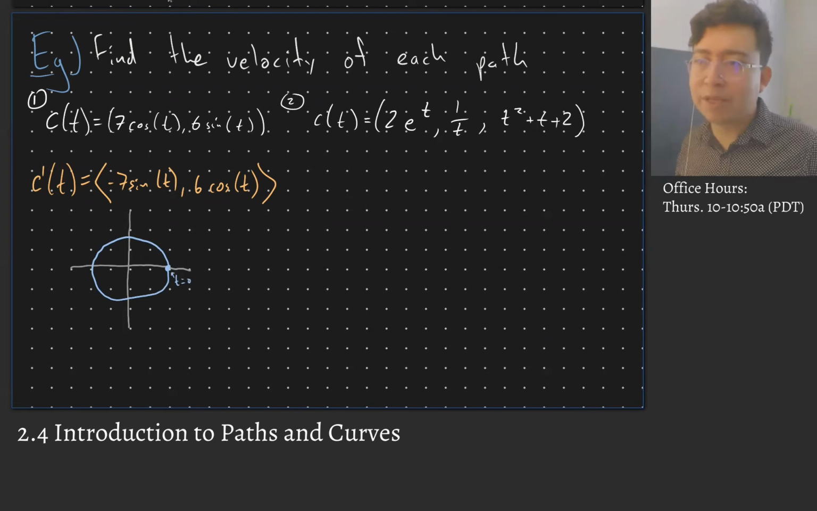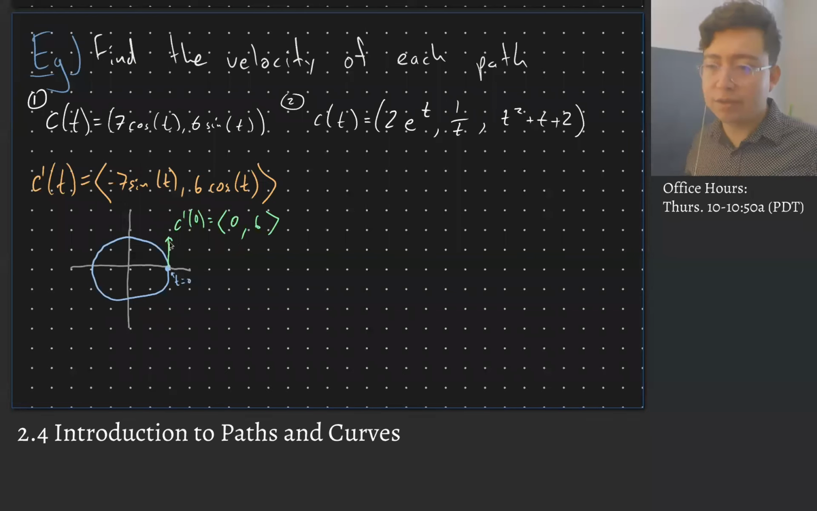But the important thing that we care about with C prime is what if we think of this as a vector based at this point? What does it look like? Well, C prime at 0 is going to be -7 times sine of 0, so 0, and then 6 times cosine of 0, which is 6 here. And so the velocity vector here is actually going to go straight up, and the length of it is going to be exactly the height of this here.